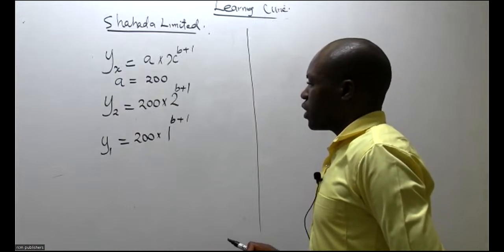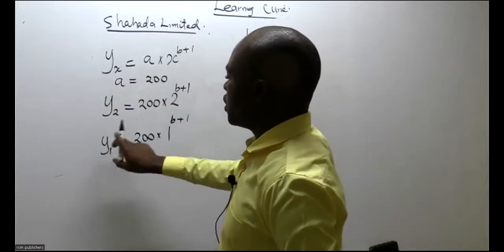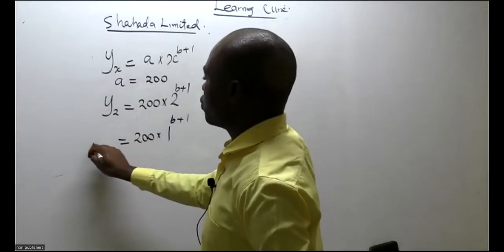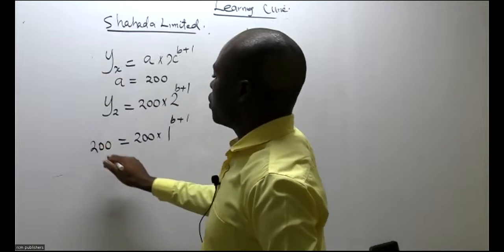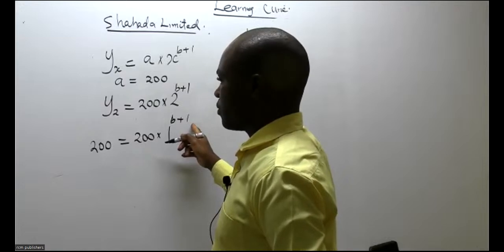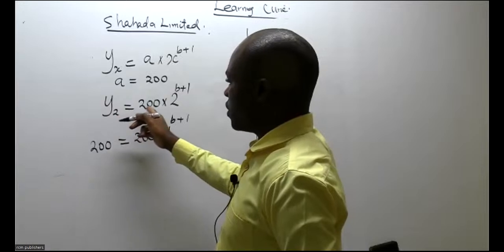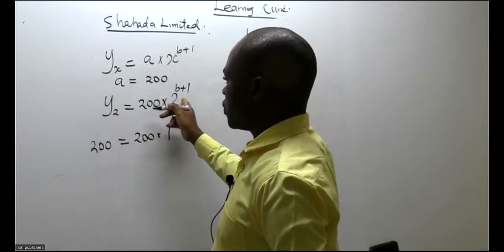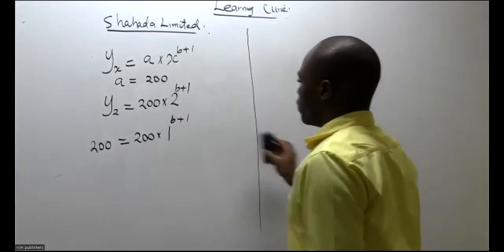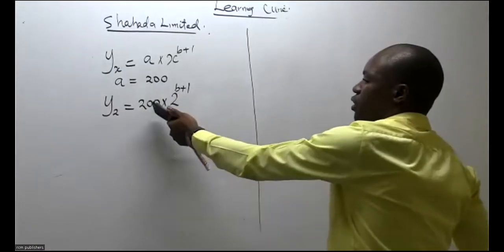Now, are we able to get that B plus 1? Remember, the time taken to produce the first unit is equivalent to 200. So your 200 should be equivalent to this times this raised to the power B plus 1. This one also, the first 2 units will be this, equal to this 200 raised to the power B plus 1. But I don't want to confuse you with this other part. Let's deal with this one here only.